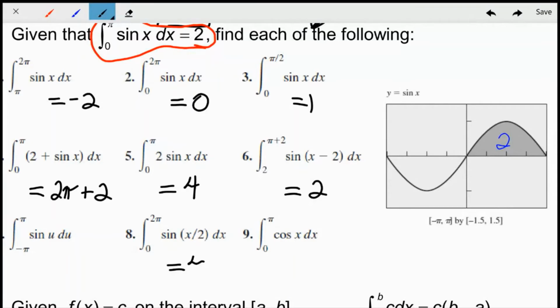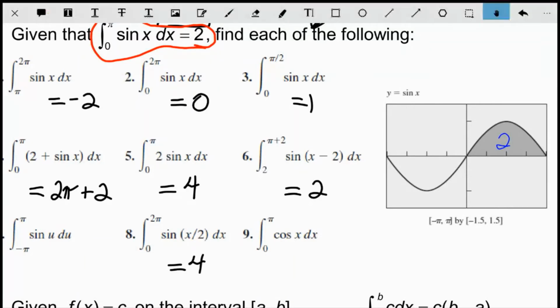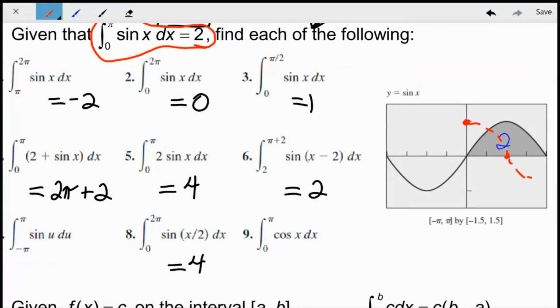Let's see, for number 9, we have the integral from 0 to pi of cosine x. Well, cosine x looks a lot like the sine x function, and I'm just going to graph it on here for you. So remember, cosine starts at 1. It would cross over the x-axis at pi over 2. So it essentially looks like this. And the area that I have above the x-axis, the area I have below the x-axis on that interval, they balance out and they'd add up to make 0.